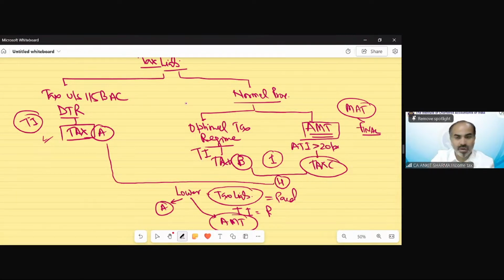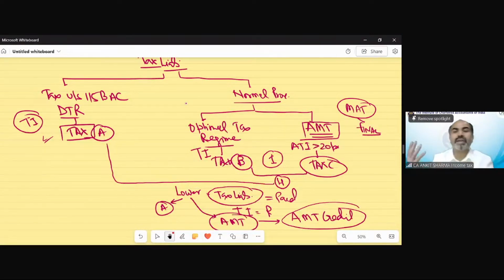After doing all these steps, we will have one thing called AMT credit, which we can utilize in our future tax liability. What is this AMT credit? How do we calculate it? How are we going to use it? What is the time limit to use it? That we will discuss in our revisionary AMT provision.